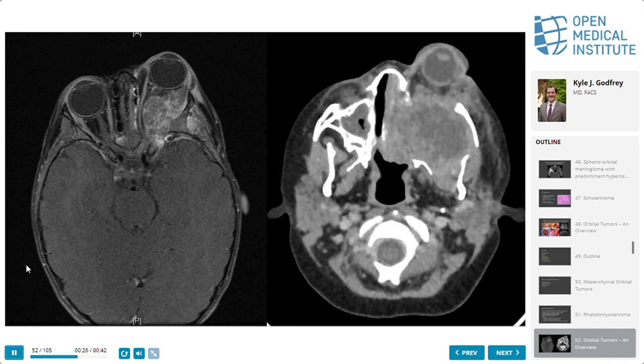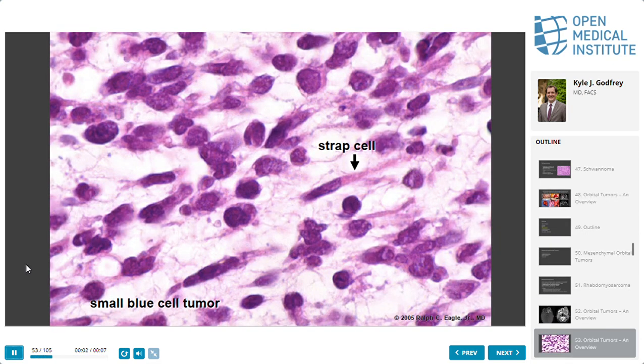jump on these patients right away, get imaging as quickly as possible, rally a team of pediatricians and hematologists and oncologists together to take care of these patients, and to hopefully not just save their vision, but also save their lives. So I think, again, any pediatric rapidly progressive orbital tumor should be considered rhabdomyosarcoma until proven otherwise. These small round blue cell tumors with strap cells, this is just a pathologic image of that rhabdomyosarcoma.